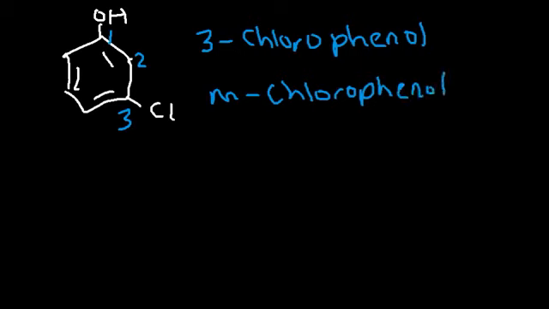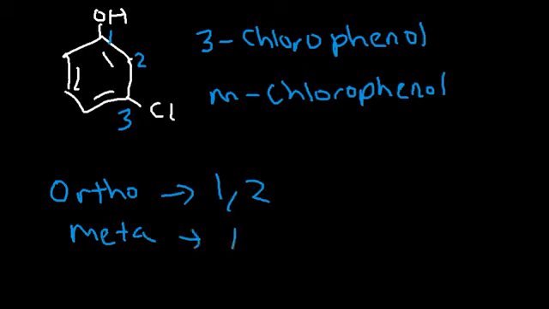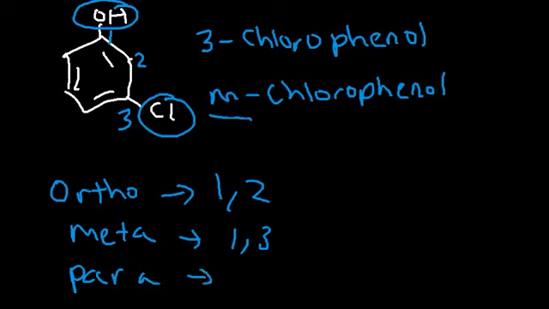Here's something you need to know. For benzene rings that have two substituents, if they're disubstituted, ortho, which will be signified by O, is 1,2. Meta is associated with a 1,3 connection, where the alcohol is on carbon 1 and the chlorine's on carbon 3, so that's why it can be called meta-chlorophenol. And the word para relates to the 1,4 position.